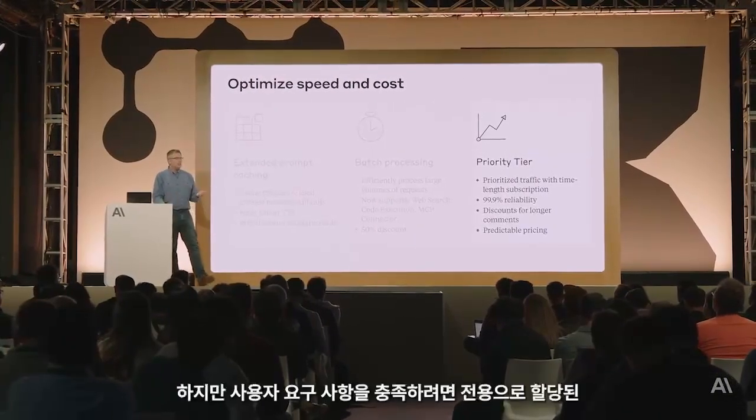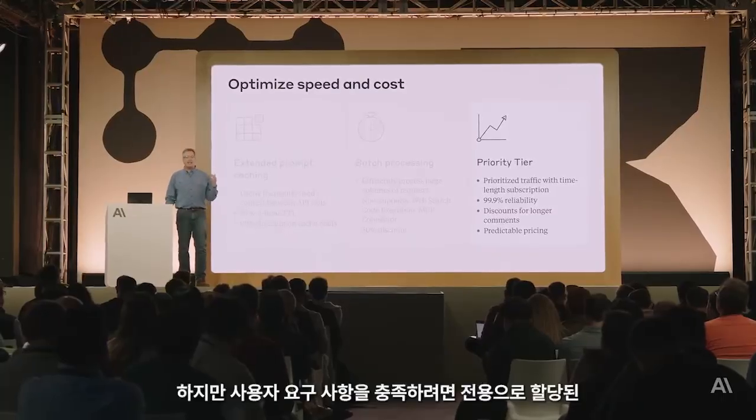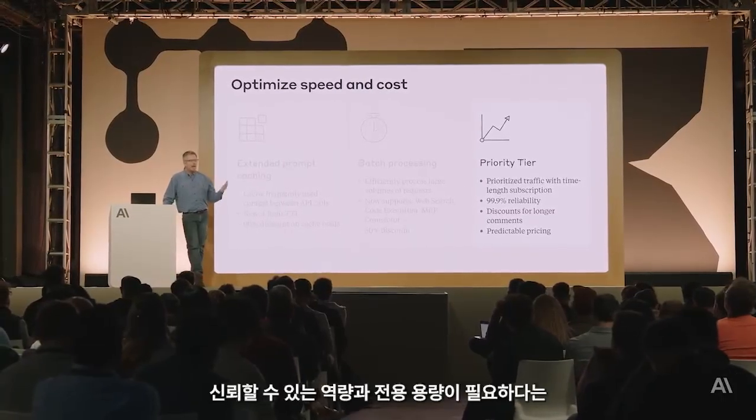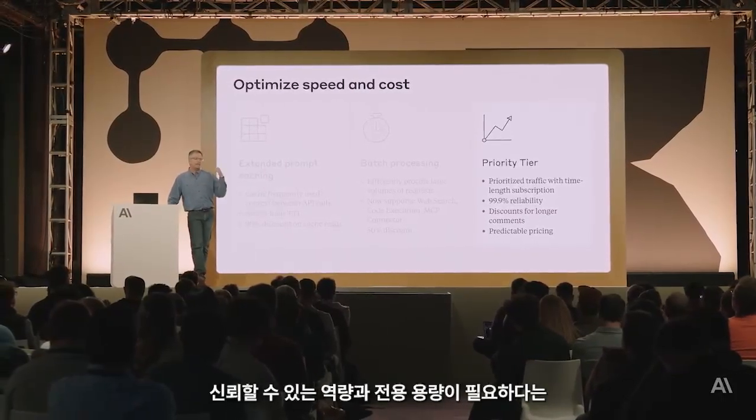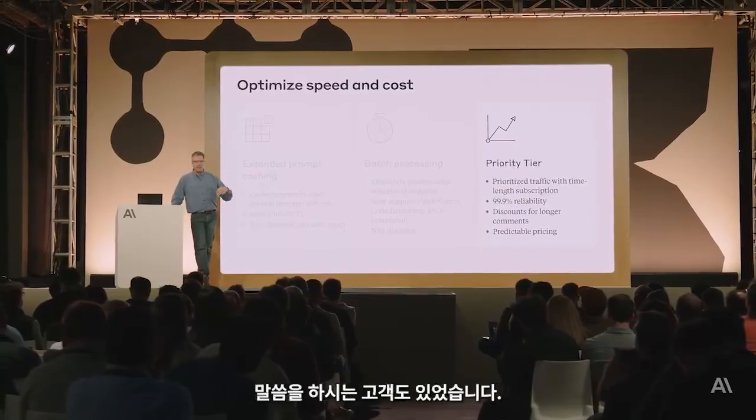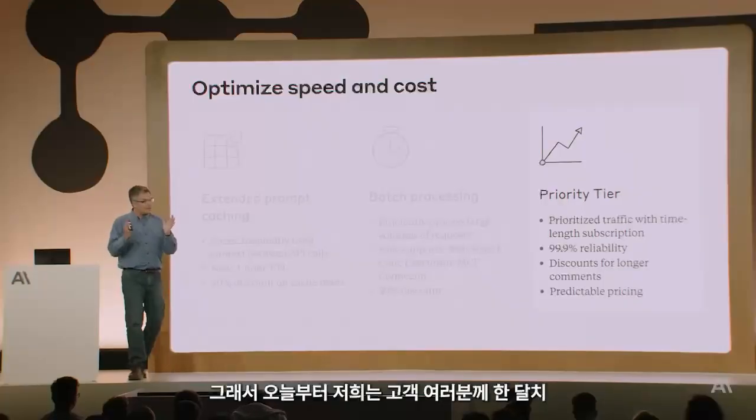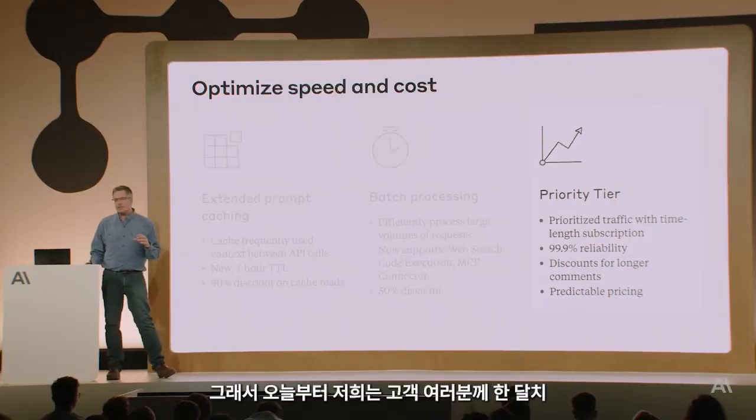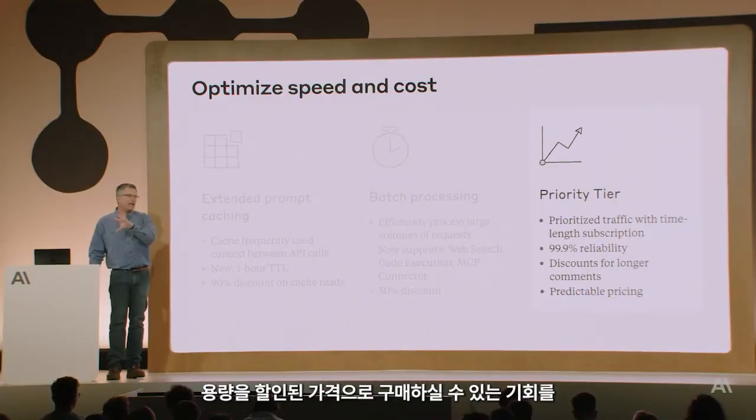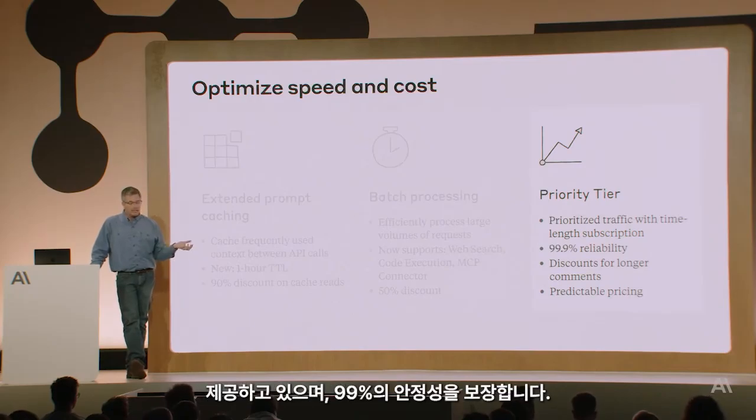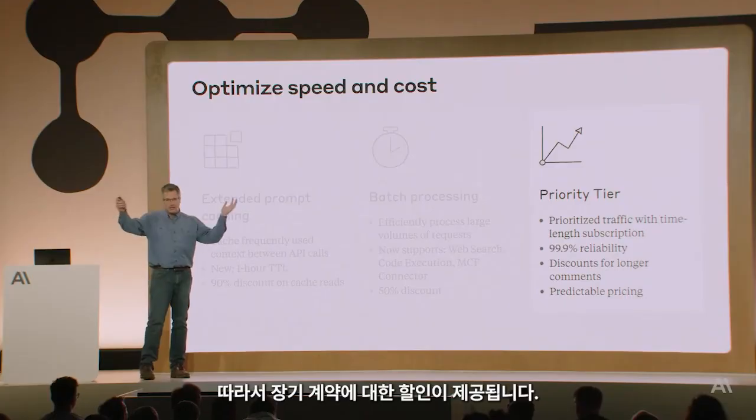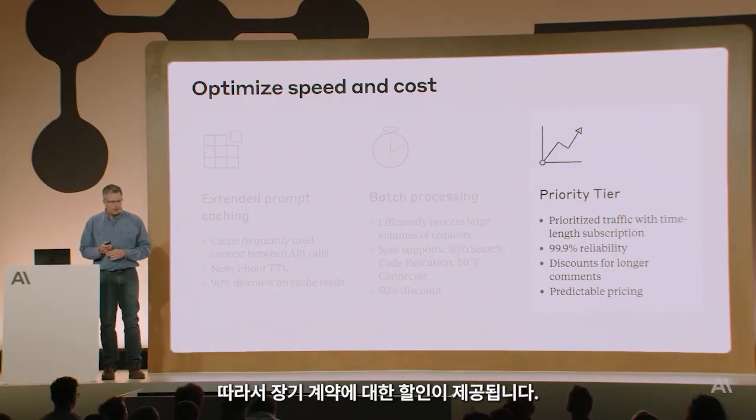But we've also had customers tell us that they need dedicated reliability, dedicated capacity to make sure that they can serve the needs of their users. So as of today, we're offering customers the ability to buy a month's worth of capacity at a discount, and with this 99% reliability, so a discount for longer commits.